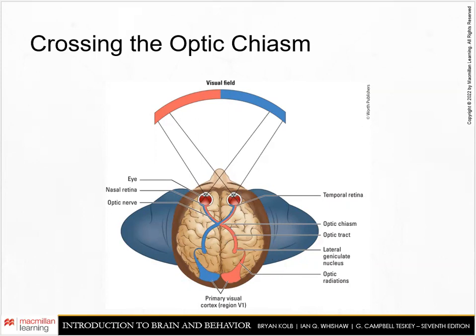So I'll just repeat it one last time. Information from the right side of the visual field in blue moves from the two halves of the retinas ending in the left hemisphere, whereas the information on the left side of the visual field is hitting the right halves of the retina, right half of the left eye, right half of the right eye. That information is staying on the right half of the brain. Okay.